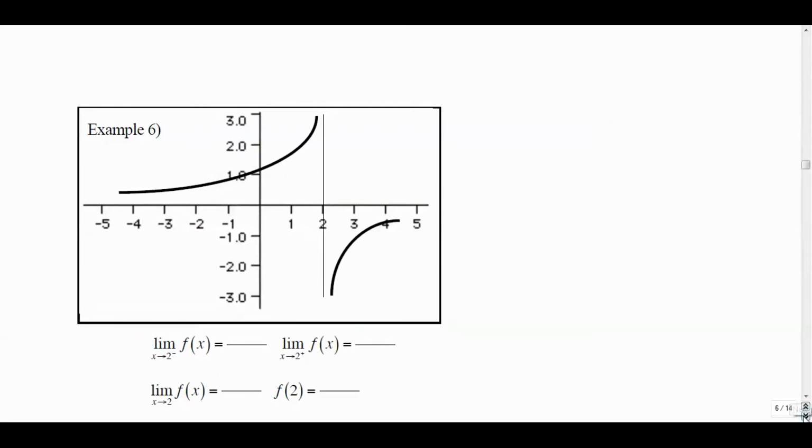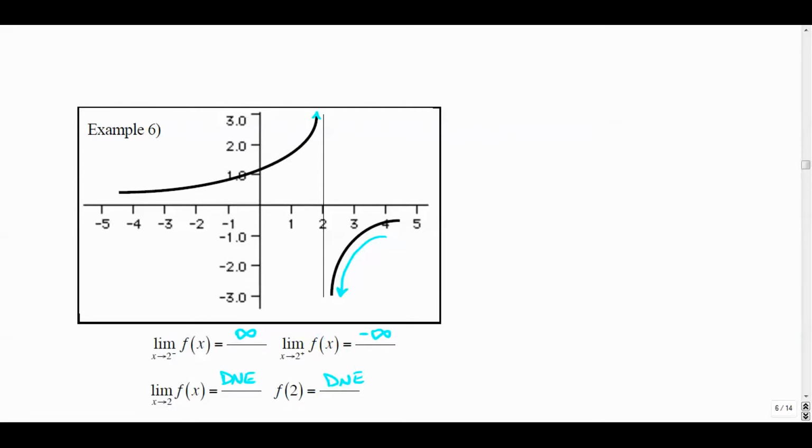Let's move on. Here we have an asymptote at positive 2. As the function approaches 2 from the left, we're going up this way. It approaches positive infinity. Goes up forever. As it approaches 2 from the right, it goes down forever, negative infinity, which means the overall limit does not exist. The function value at 2 is an asymptote, which means it does not exist.